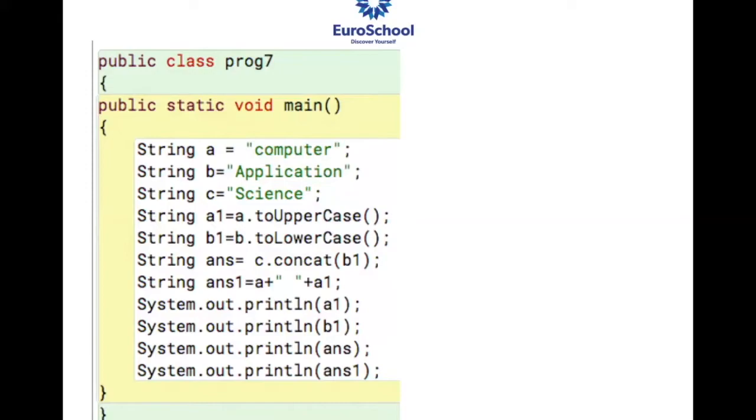A1, ma'am. The word computer all will be in block letters. That is capital. Perfect. Okay. Then I want Advaita to give me the answer for B1. B1, ma'am, the word application will be full small. Sorry, no, not full small. The A will become small and the rest will remain the same. So that is all small letters, correct? Okay. Now that was Advaita.